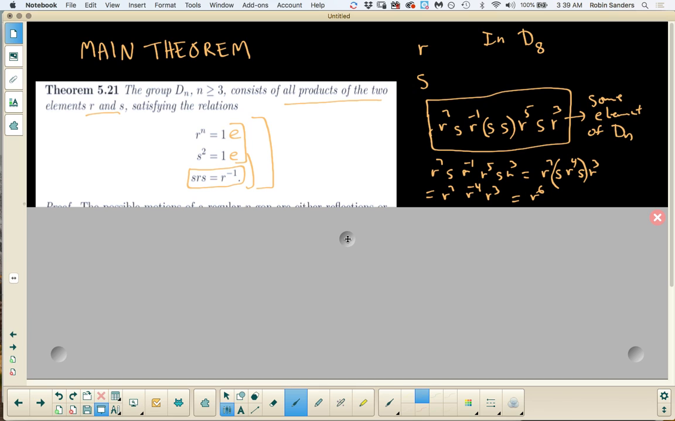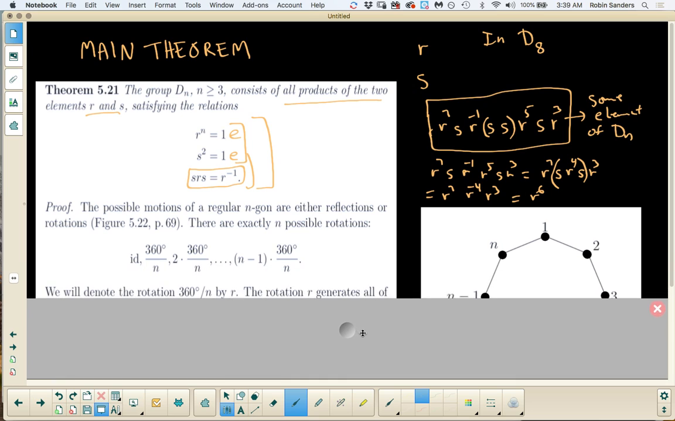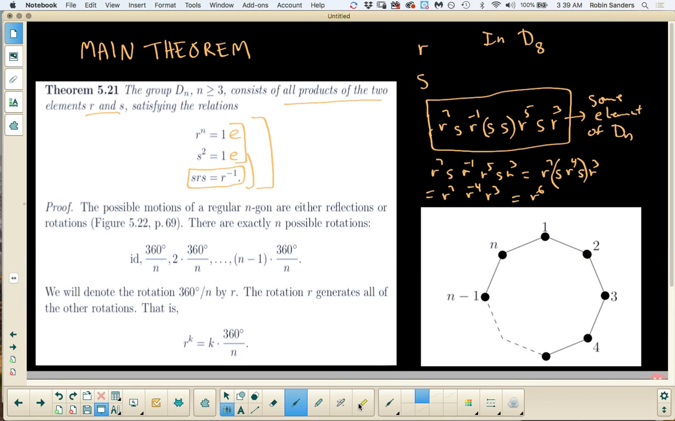What I really want to focus in on in this particular video is the proof of this theorem. And it's done in steps, and the easiest part of it is the first part, where the author says the possible motions of the regular n-gon are either the reflections or rotations, we already know that. That was in the last video. And remember that our primary rotation, the R from the previous slide, was 1, 2, 3, 4, 5, 6, and this went to n.